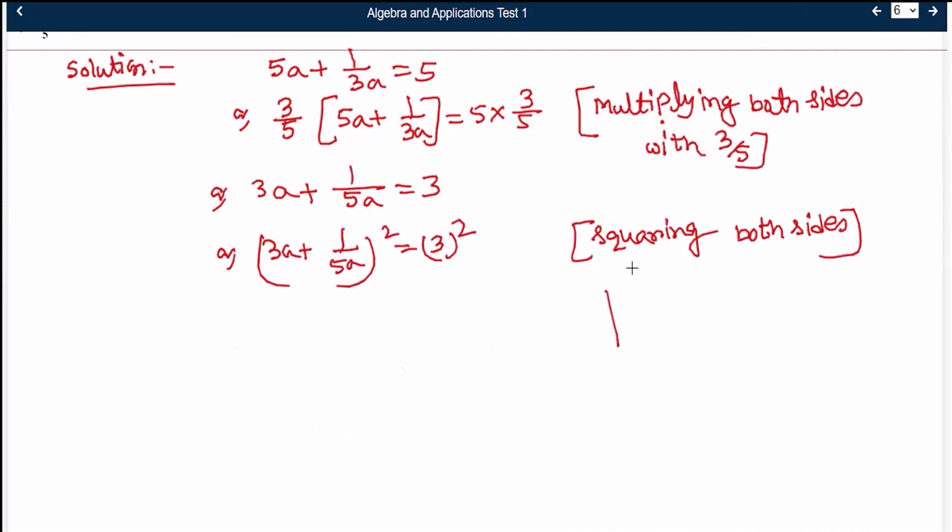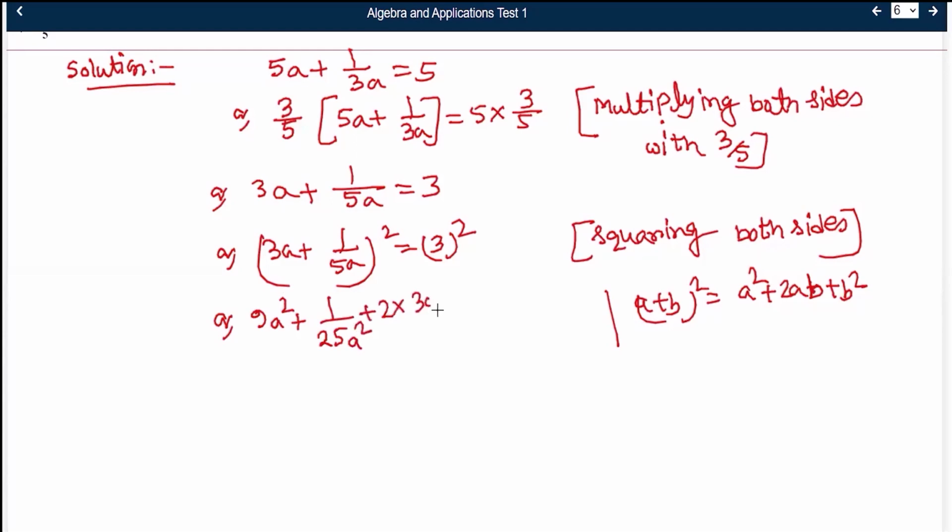I hope you can remember the formula of a plus b whole square. But again, I would like to write it for you. a square plus 2ab plus b square. Okay. So in the next line, it becomes 9a square plus 1 by 25a square plus 2 multiplied by 3a multiplied by 1 by 5 equals 9. So 9a square plus 1 by 25a square plus, both a got cancelled, 6 by 5 equals 9.